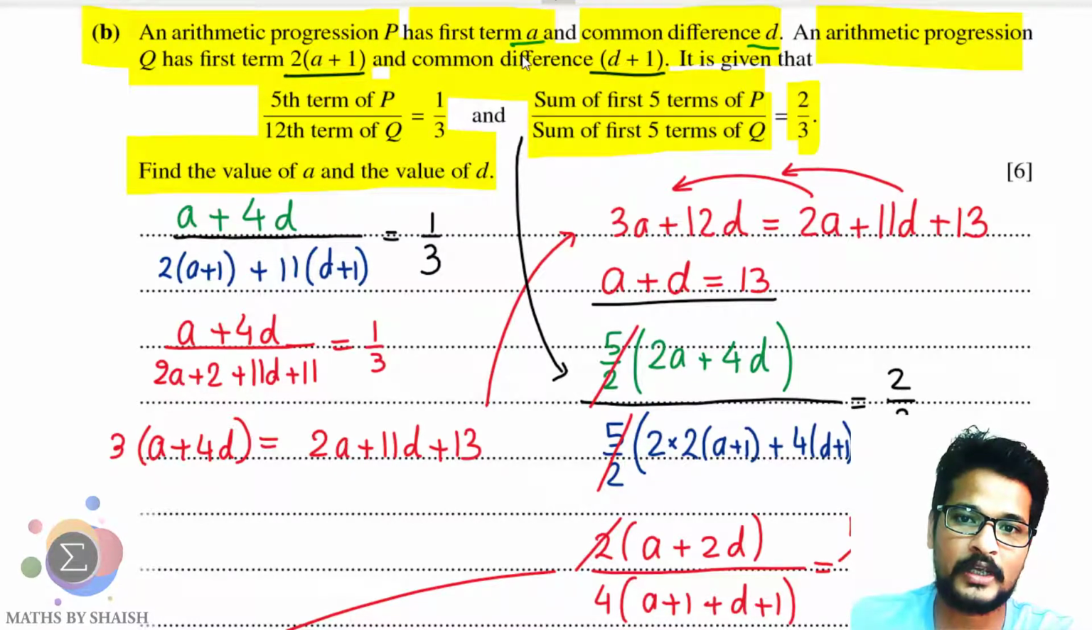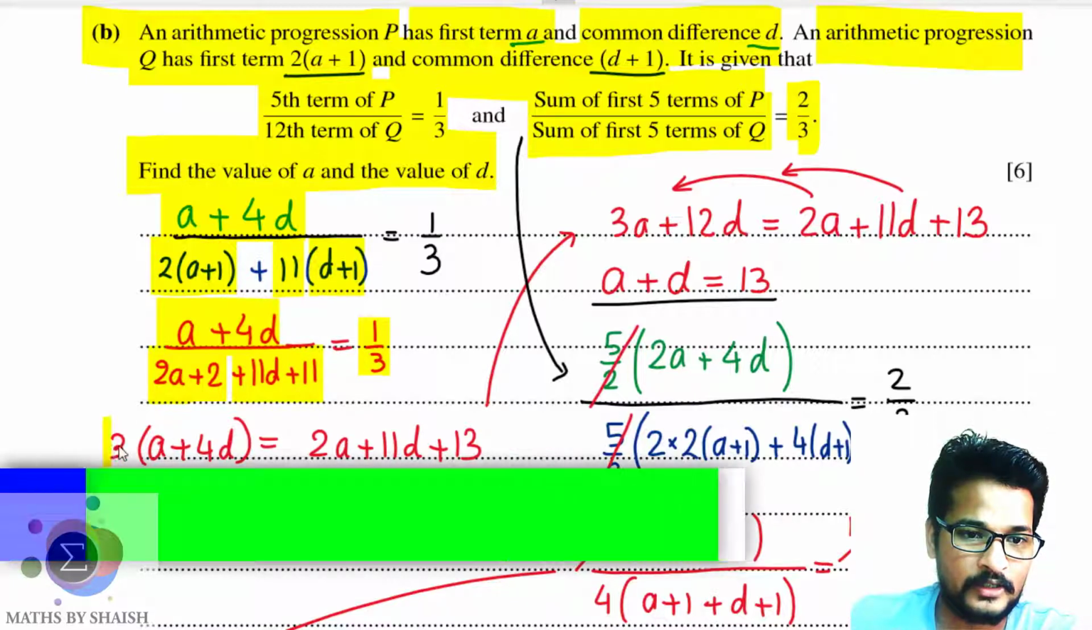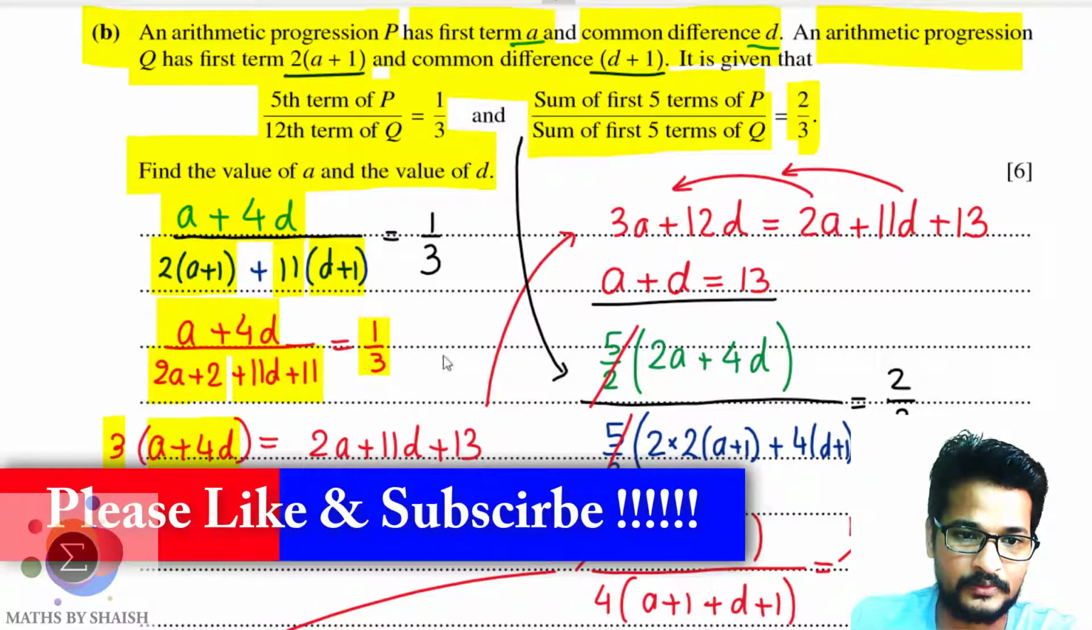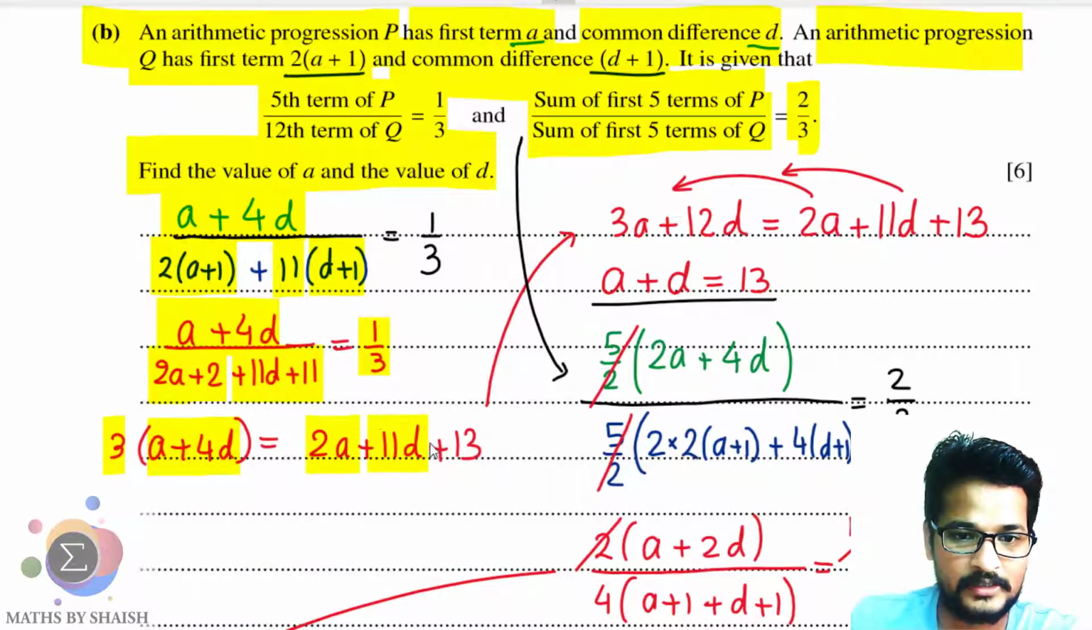First condition, since we have the first term and common difference, we can use a plus 4d upon 2 times a plus 1, that is a for Q, the first term of the sequence Q, plus 11 times, because 12 minus 1 is 11, and then d plus 1 is the common difference. This is 1 by 3. We simplify, we get 2a plus 2 plus 11d plus 11 equals 1 by 3. Cross multiply, we get 3 times a plus 4d, and we simplify here, 2 plus 11 is 13, so 2a plus 11d plus 13. So this is what we got as the first equation.